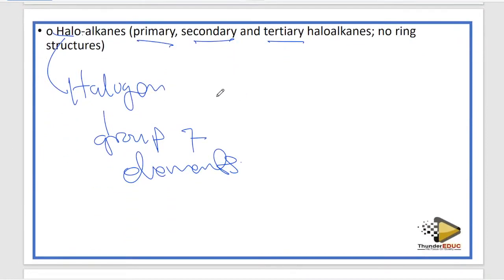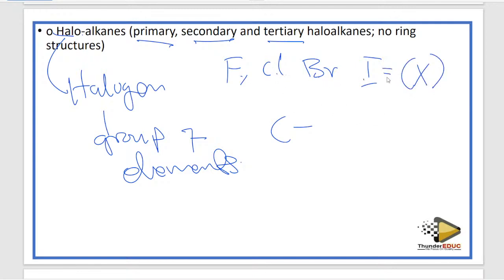Remember in group 7, the elements we talk about are fluorine, chlorine, bromine, and iodine. Now, if it is a primary, it will have, for example, let me just call it X, because it could be this, this, or this. So let me call it X. It will have many hydrogens, but it will have an X or one of these at the end.